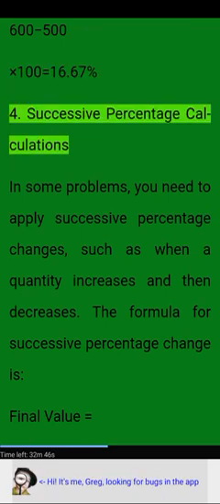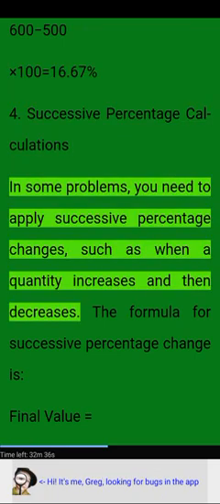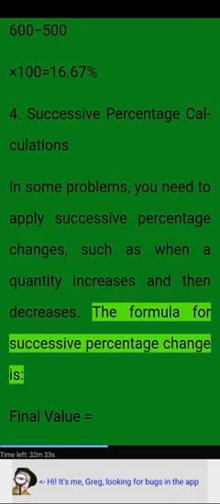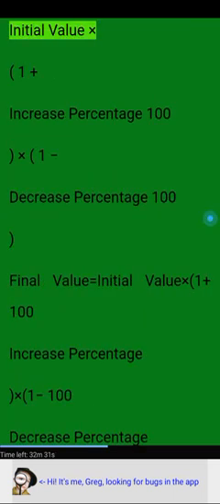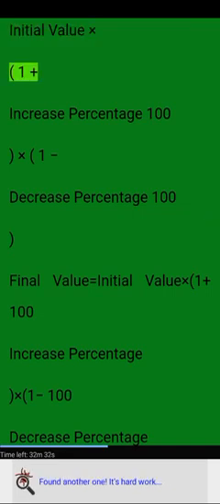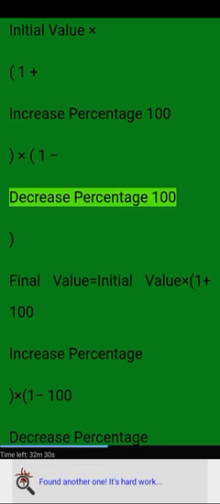4. Successive percentage calculations. In some problems, you need to apply successive percentage changes, such as when a quantity increases and then decreases. The formula for successive percentage change is final value equals initial value times (1 plus increase percentage/100) times (1 minus decrease percentage/100).